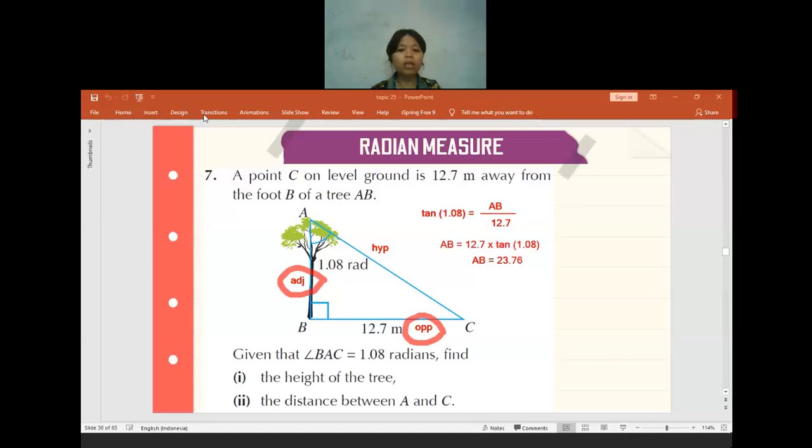No. That's why yesterday I told you please kindly read the trigonometry chapter, because today we are going to combine the trigonometry using radian measure. Now for the distance between A and C, do we still use the tan or can we use something else? Is it sine or cos?